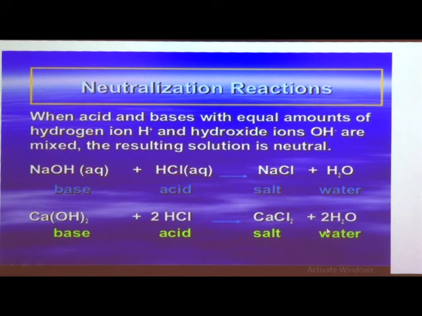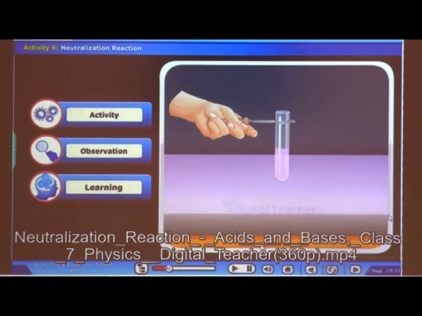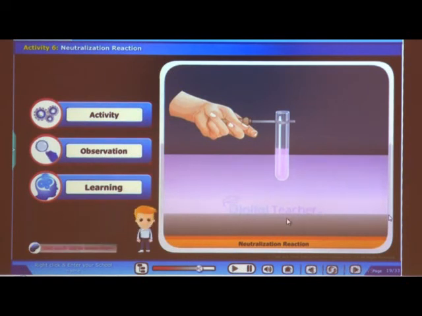So see, I want to show you a video. Here, let us perform an activity to know about the neutralization reaction. Click each tab to know more.